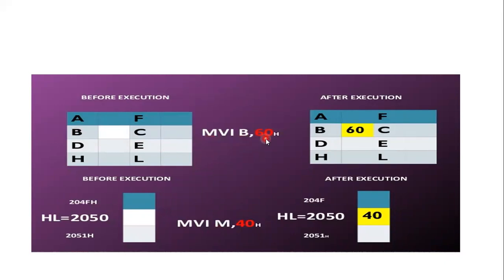Move immediate B, 60. So before execution, this one, then after execution, the value 60 is moved to the register B.